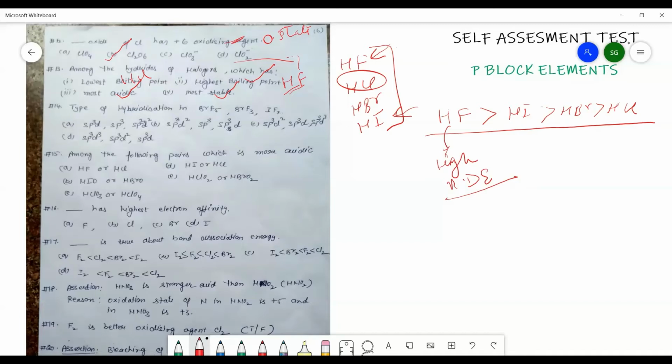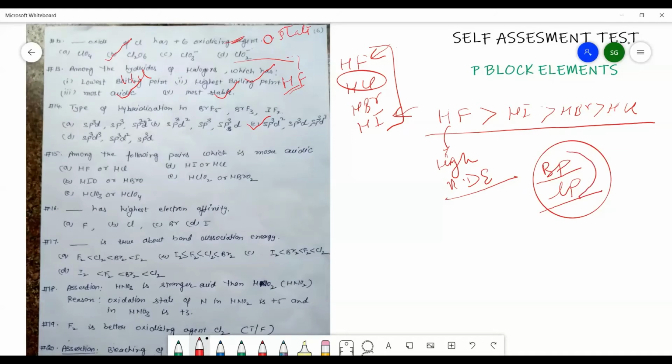Now, question number 14. In question number 14, we have to discuss the type of hybridization in BrF5, BrF3 and IF7. If you calculate the hybridization state, you will find that answer C is correct. So you have to find out the hybridization for all of them. For that, you have to calculate the bond pairs of electrons and the lone pairs of electrons, add both, and then find out the hybridization.